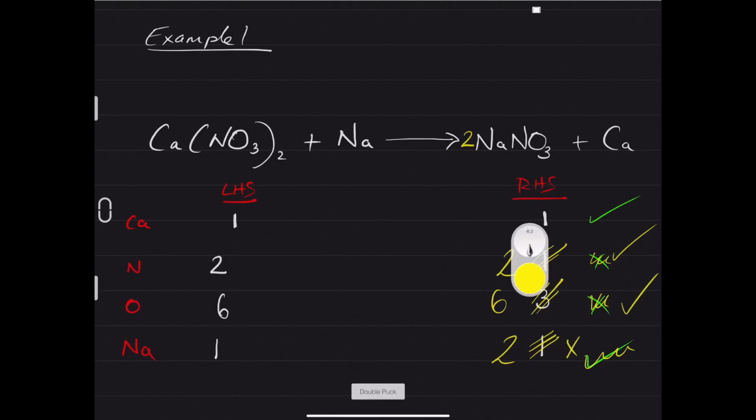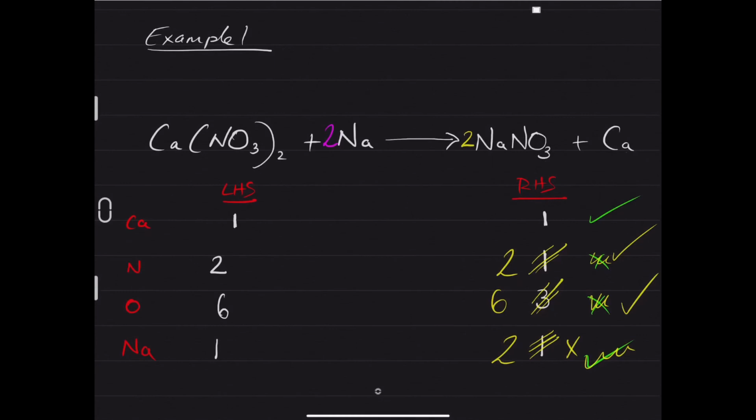So if I just take another color, just to make it more apparent, we have to now balance the sodium. Sodium on the right-hand side is 2, sodium on the left-hand side is 1. So let's take the smallest possible coefficient that we can take, and if we need to, we'll move up. So what can we do on the left-hand side to make it balanced to the right-hand side? We put a 2 here.